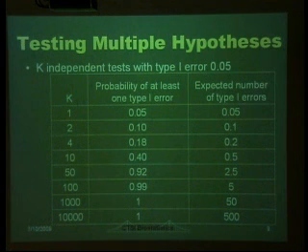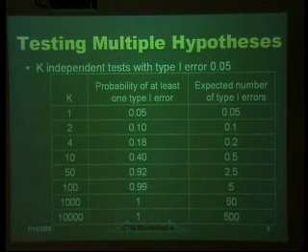And so you can see here in this table, if we just do one test, then the chance that we make at least one type 1 error is just 5%, and our expected number of type 1 errors is just 0.05, so about 5 out of 100. But if we do two tests, the chance that we make at least one type 1 error goes up to 10%. And if we do 10 tests, the chance of making at least one false finding among those 10 tests goes up to 40%.